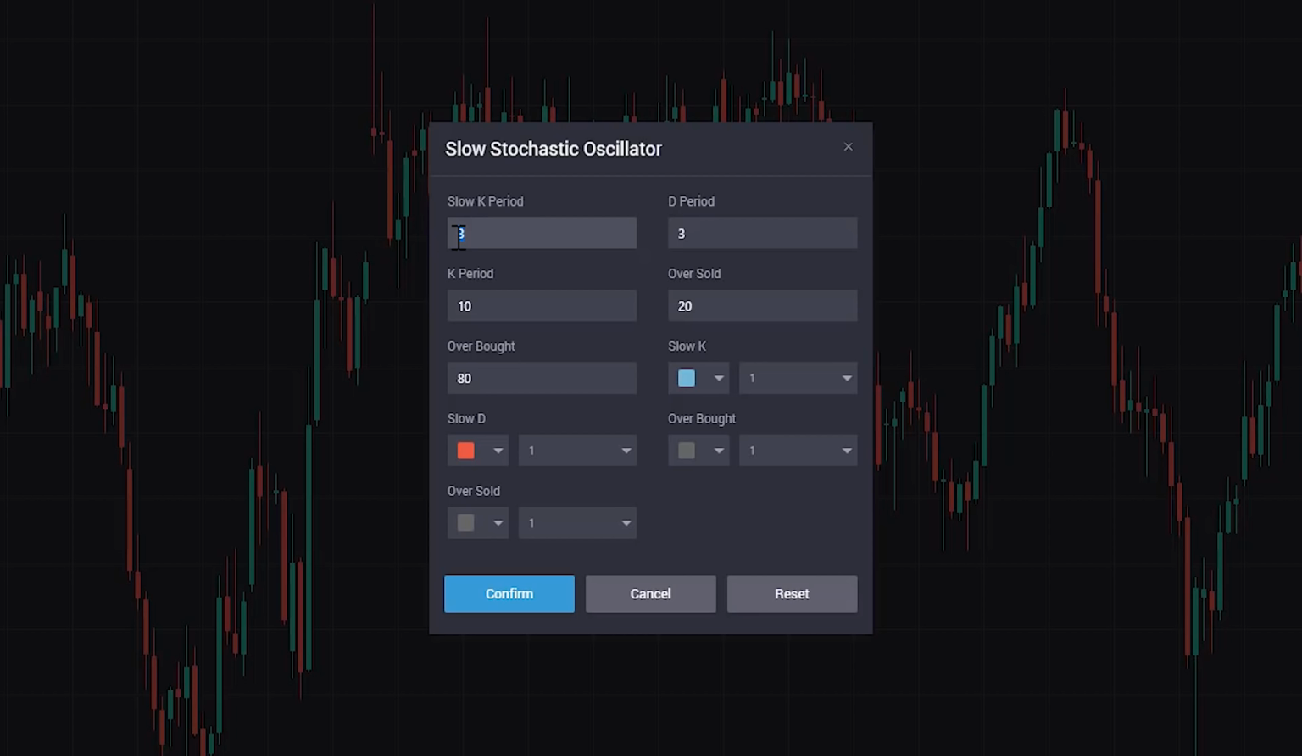So I would refer to this as percentage D. On the software it's showing as slow K, same thing, different name. And then over here, which in the textbooks we refer to as percentage DN, it's known as D on here. But again, what we're looking at, K is the raw value, then we're smoothing that out. So we've got a 10, 6, 6 stochastic.